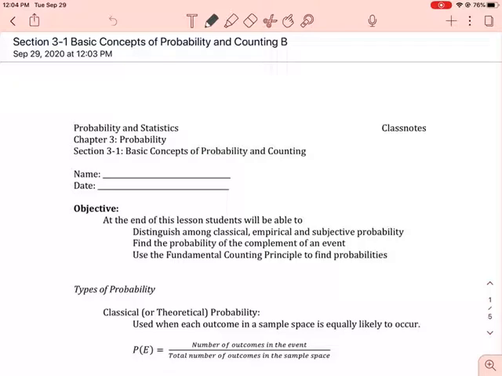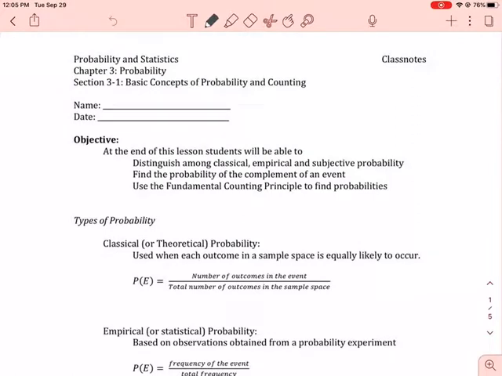All right, hi everyone. So today we're going to work on probability and actually find probabilities based on the type of probability that you're looking at. There are different types of probability that we're going to learn. Plus, we're going to talk about the law of large numbers, and we're going to use that fundamental counting principle that we talked about the other day to find probabilities.